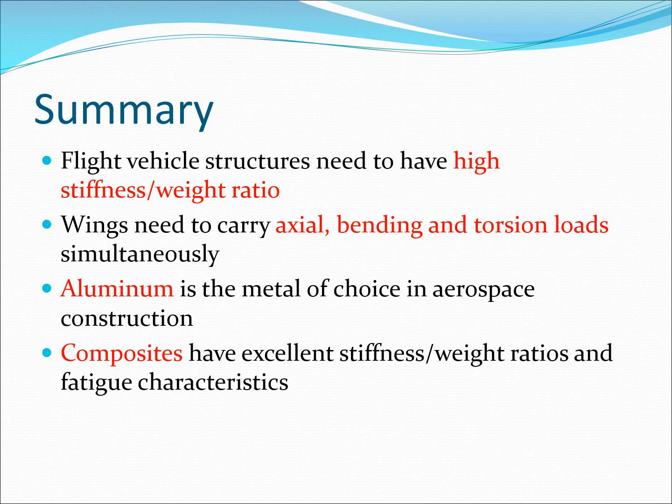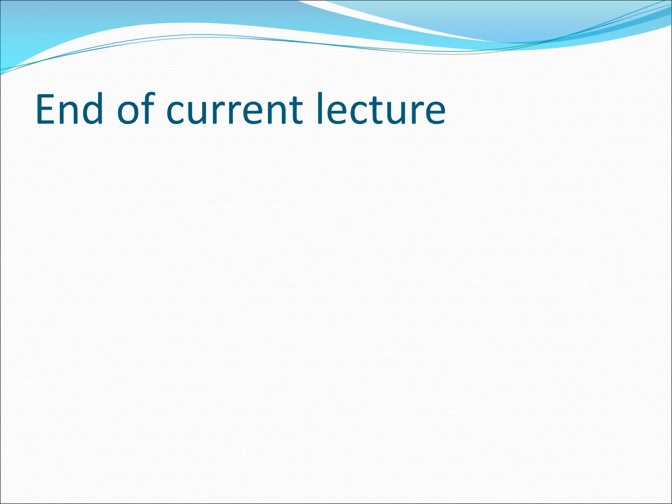but composites are becoming more and more widespread, and most of the modern planes such as the Airbus A350 or the Boeing 787 are essentially made of a lot of composites. So over 50% of these aircraft can sometimes be composite materials because not only do they have excellent stiffness to weight ratio, they also have very good fatigue characteristics and also damage tolerant characteristics and so on. So that was the lecture which introduced you to structures and materials.